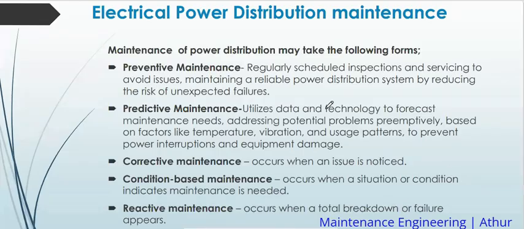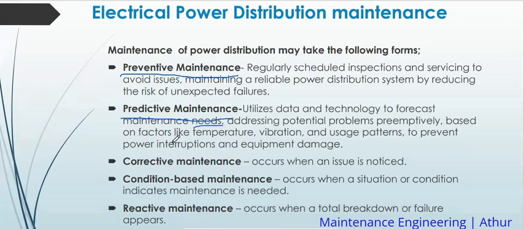We have preventive maintenance. I'm not going to speak much about preventive, but here you do regular inspections in order to prevent the likely happening of faults or any anomalies that may disturb the continuity of power. That is called preventive maintenance. Then we have predictive maintenance. In predictive maintenance, we use the available data to forecast maintenance needs.